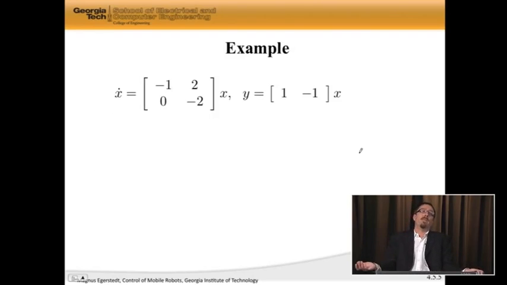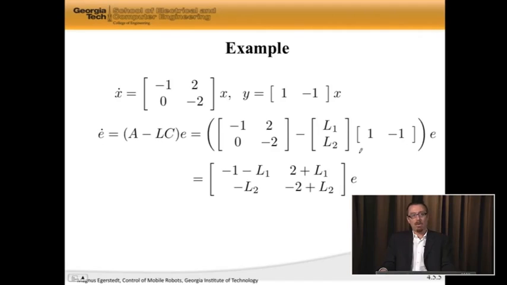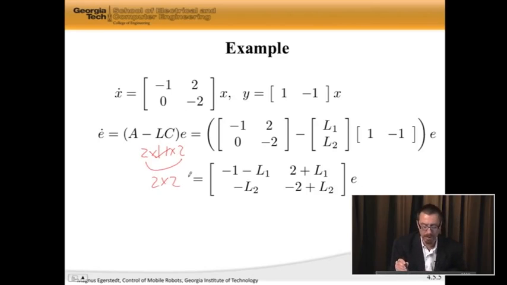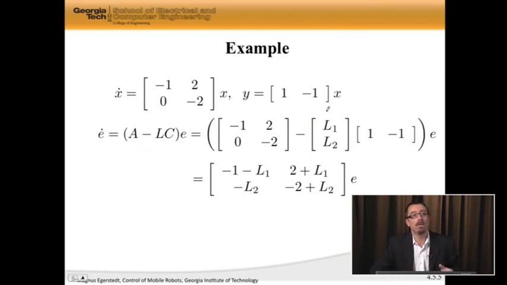Okay, so here's an example. X dot equal to this, Y is equal to that. Fine. Now, I want my error dynamics to be asymptotically stable. So if I write down A minus LC, I should point out that in this case, C is a 1 by 2. That means that L has to be a 2 by 1, because these things have to cancel out, and I get a 2 by 2 left. So L is actually a 2 by 1 matrix in this case. So if I write down what A minus LC is, it becomes this semi-annoying matrix, but at least we know what this matrix is.